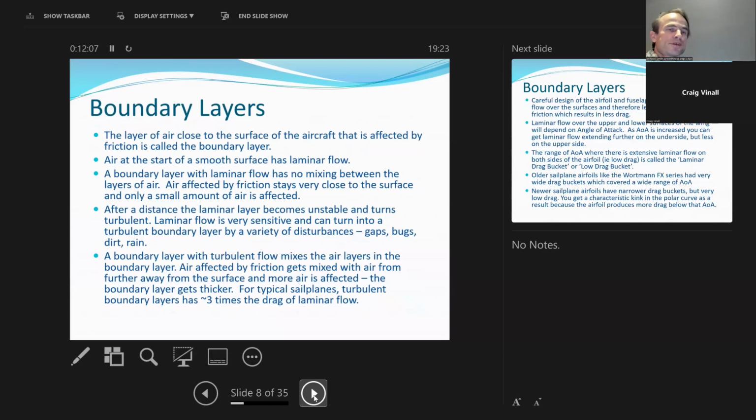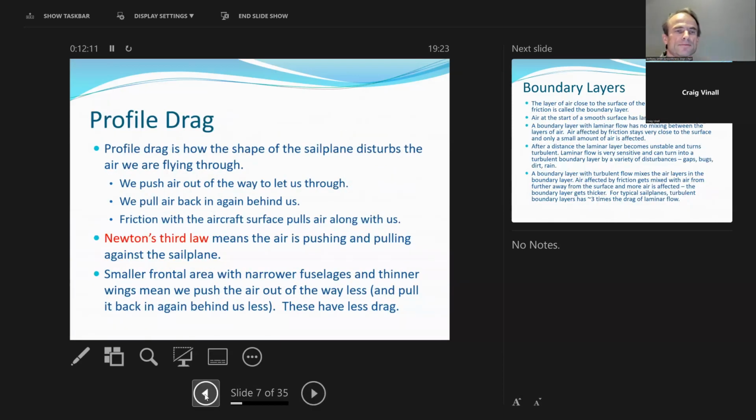As we fly through the air, we're going to be pushing the air out of the way as we come towards it. As we move through it, we're going to be pulling the air back behind us again to close up the gap. We can't have a vacuum behind us. And as we move through it, we're going to get friction between the air and the surfaces of our sailplane. I'm going to lump all that together as profile drag.